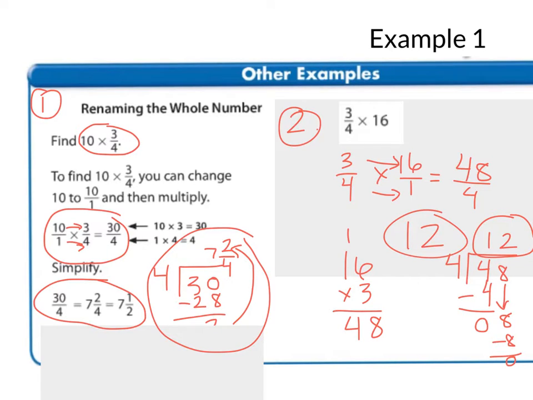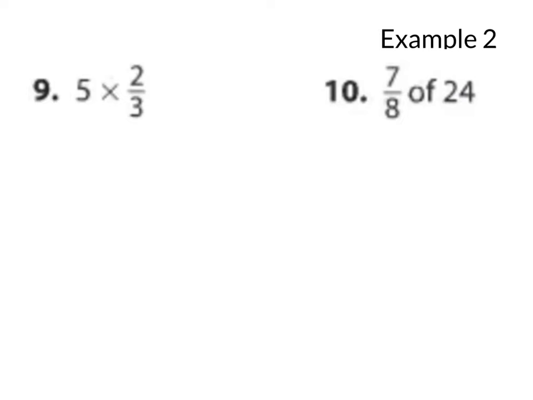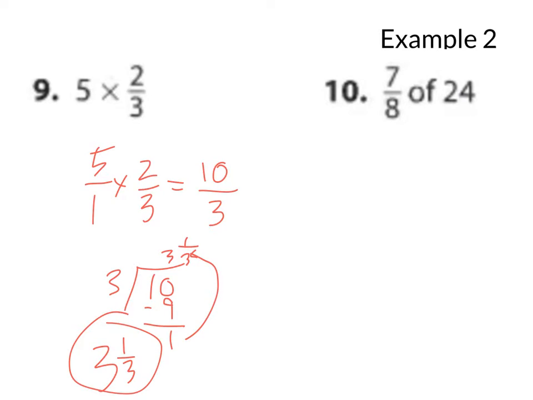Moving on in 3, 2, 1. Here's example 2. Please try to do these by yourself before you see the answers. And the work is coming for number 9 in 3, 2, 1. Here's the work and the answer for number 9. Moving on to number 10 in 3, 2, 1.